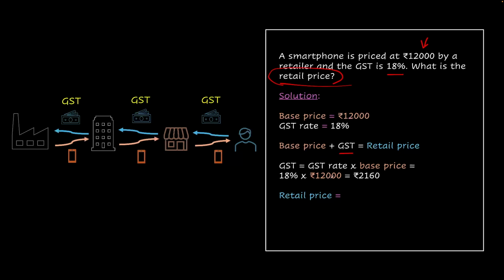So the retail price is going to be base price plus GST. So the base price is 12,000 and the GST is 2,160. And that's going to give you 14,160 rupees as the retail price, which is the price which we have to pay to buy the smartphone.